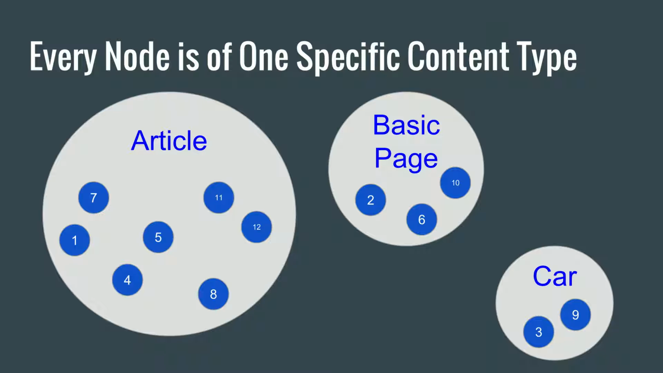So for example, as I said before, nodes have a node ID. In this case, we have of the content type article 7 nodes, and the number represents the node ID. This is an arbitrary example. We have a basic page content type, and we have 3 nodes of that type. And we have a car content type, and we have 2 nodes of that type. So every node has an associated content type. It is possible that you can have a content type without nodes, but if that is the case, just delete the content type. You don't need that.